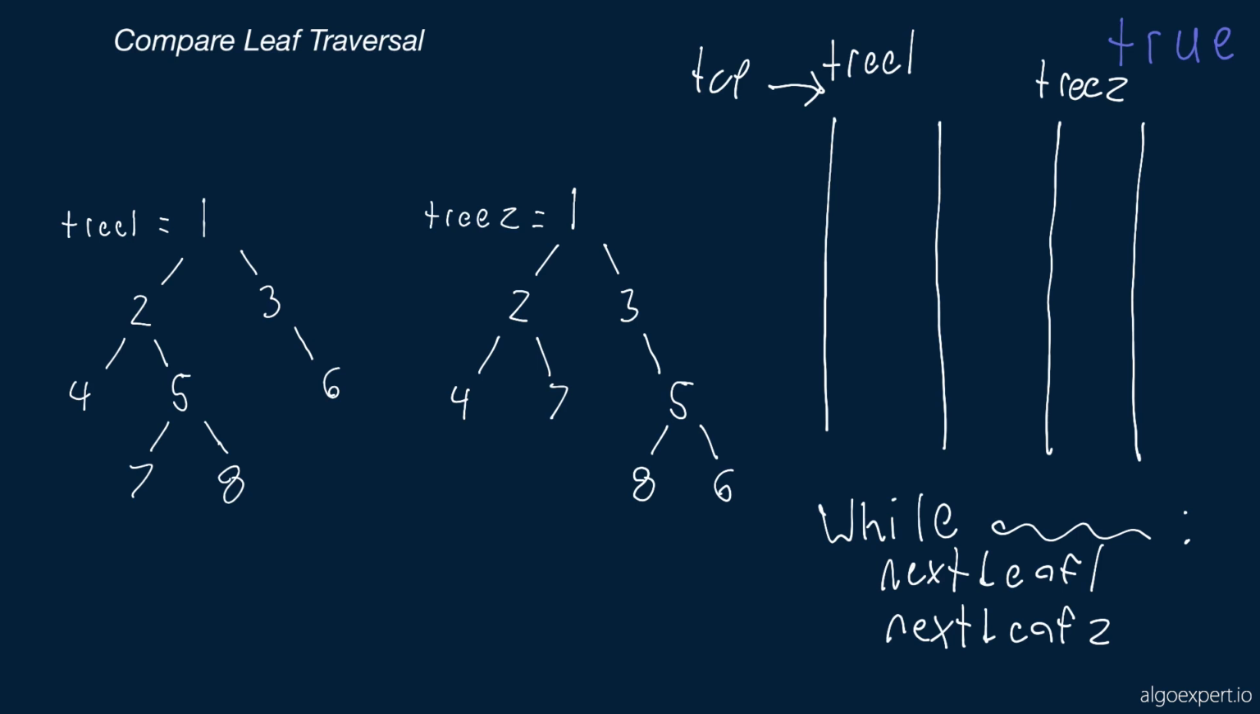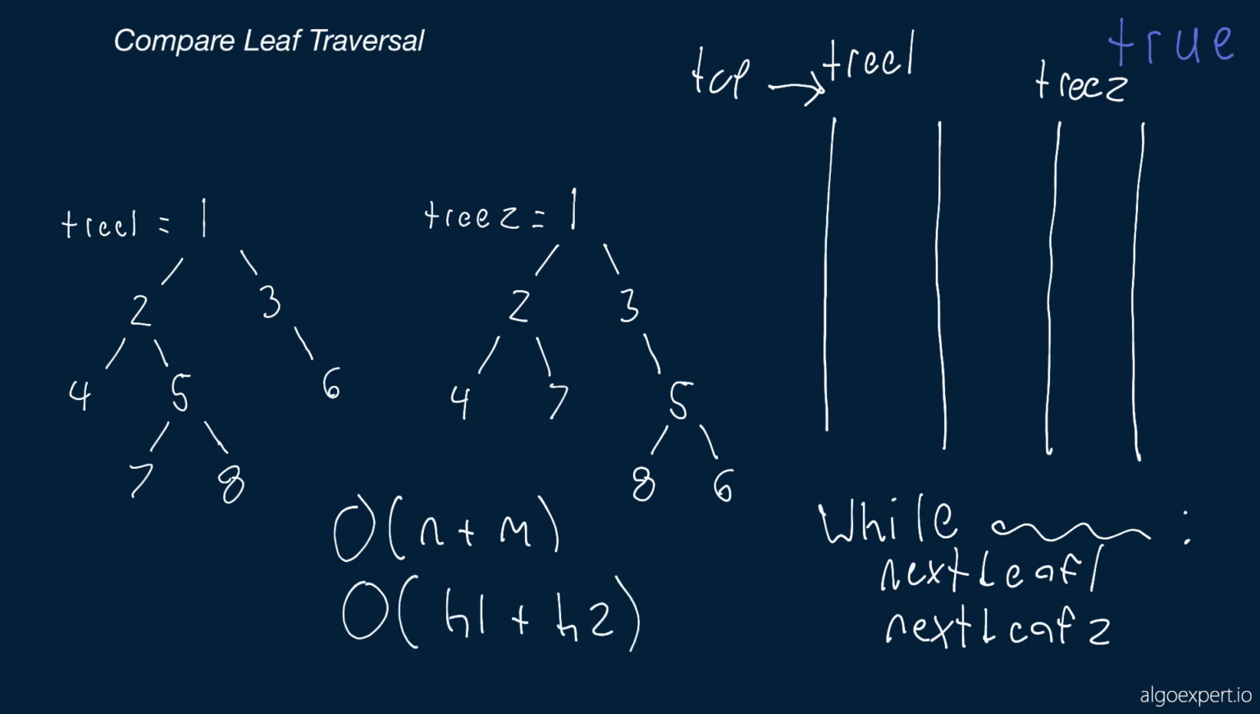This is saving us space because, again, we don't need to store all of these nodes in the order in which we visit them. We just visit them one at a time and check one at a time to make sure that they are in the correct order. So as I said, this solution runs in big O of n plus m time, and this takes big O of h1 plus h2 space.